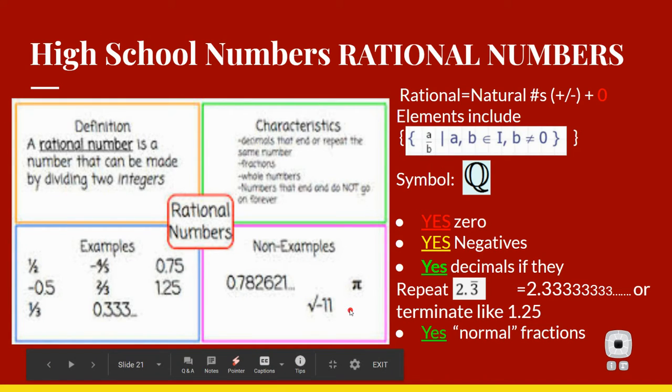And finally, pi, 3.1415, on, it goes on forever and ever. That is not a rational number. It's an irrational number because that decimal never repeats.